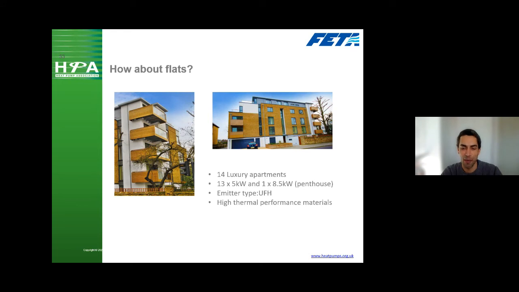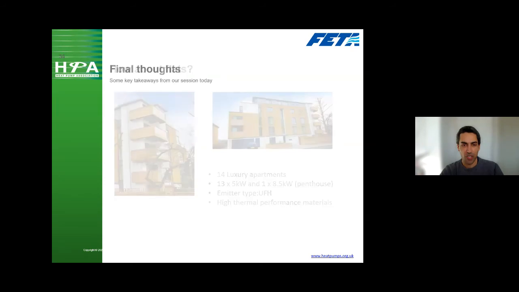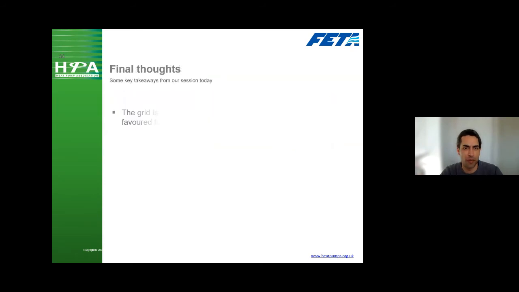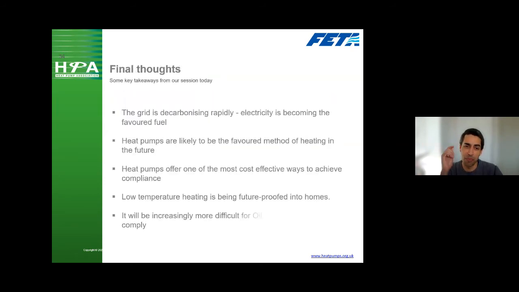So last slide, just final thoughts and takeaways for me. I think it is going to be a favoured technology, and low temperature heating is coming at us. It's coming at us whether it's going to be gas boilers or heat pumps. So I think it's something that we need to start thinking about sooner rather than later.